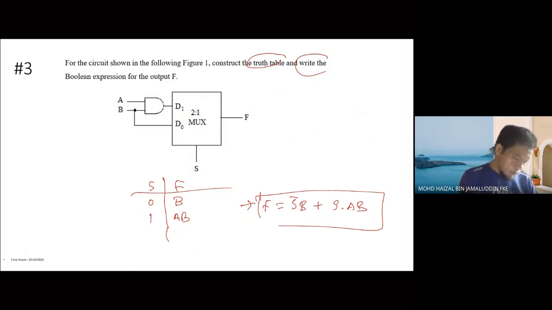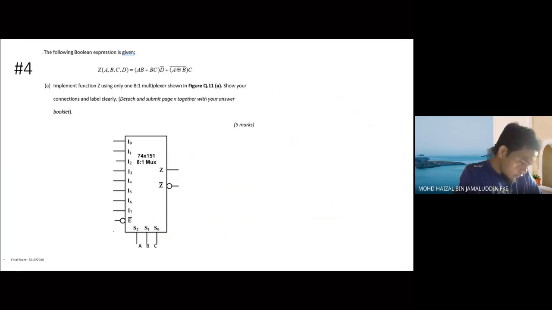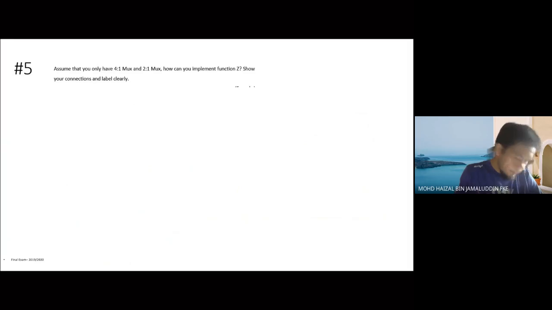Okay, so here is another example, 5 marks, using the multiplexer. So you relate to this question. Okay, given the Boolean expression, implement function Z using an 8 to 1 multiplexer. So show the connection. All right. Okay, first we look at the Boolean equation here. The Boolean equation here has four inputs and one output. Consider one output Z.